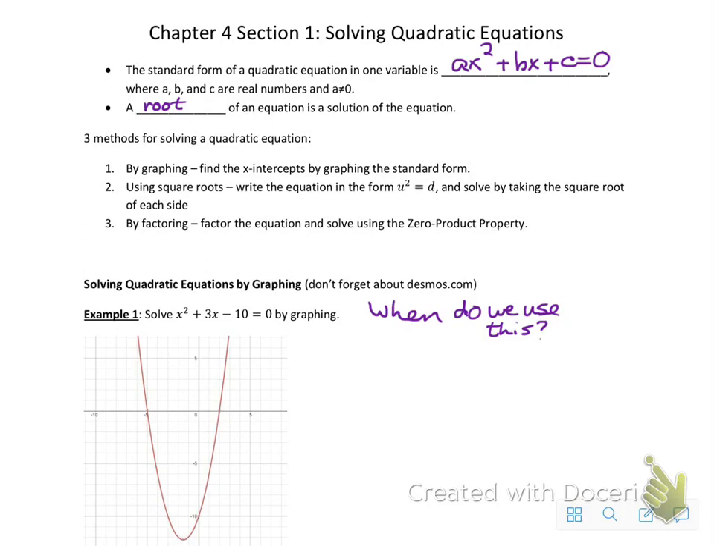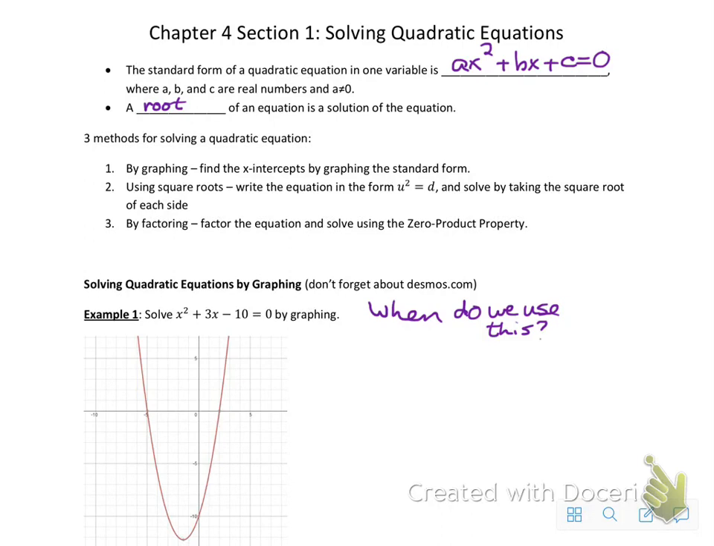So, the standard form of a quadratic equation in one variable, that just means just x, is ax squared plus bx plus c equals 0, where a, b, and c are all real numbers and a does not equal 0. And you've seen this definition of standard form before. A root of an equation is a solution of the equation. What that basically means is that we solve for x in whichever way we can.